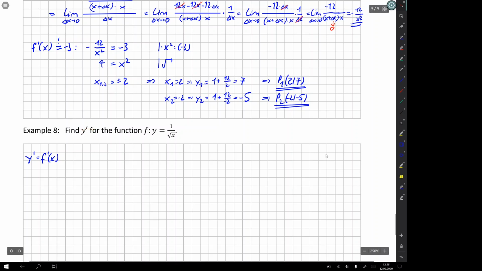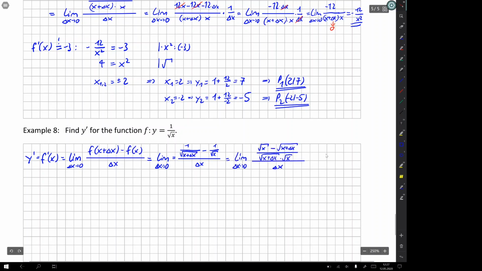Y dash just means f dash of x, and for f dash of x, we can use the differential quotient, this definition, which means this limit here. And now let us insert for f of x plus delta x and f of x, and we get this expression here. And to solve that, what we have to do is to make one common fraction from the two fractions. This means the common denominator is just the product of the two, so we have to expand here by square root of x and here by square root of x plus delta x, and we get this expression here.